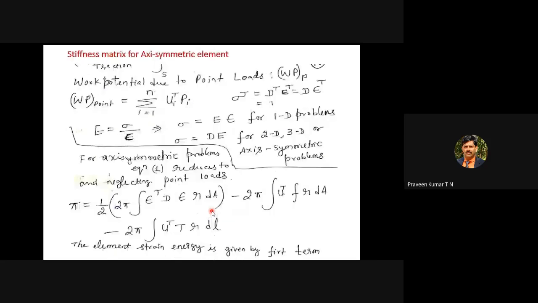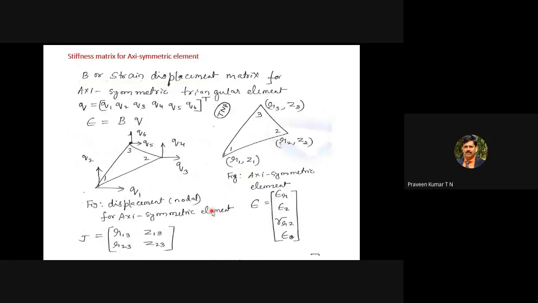So when you come to the axisymmetric triangular element, one coordinate is the radius and the other coordinate is the height, or z coordinate: R1, Z1, R2, Z2, R3, Z3. If it is a plane triangular element, also referred to as the CST element, constant strain triangular element, it is only x1, y1, x2, y2, x3, y3. But in the axisymmetric case, the coordinates of the triangle are radius and height, or the dimension along the z direction.